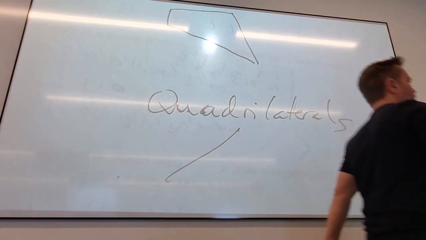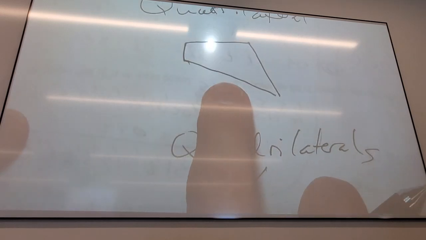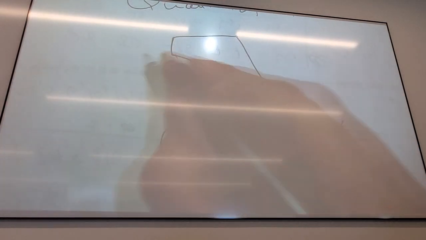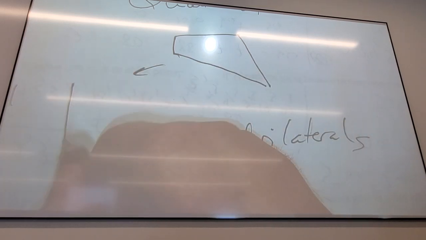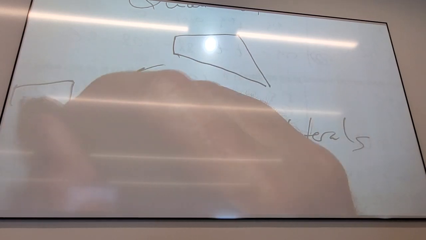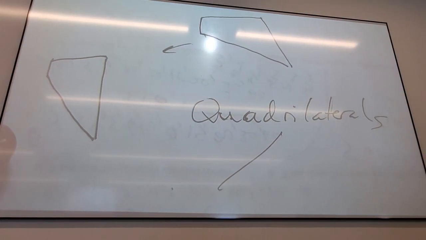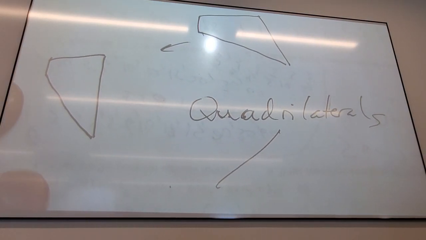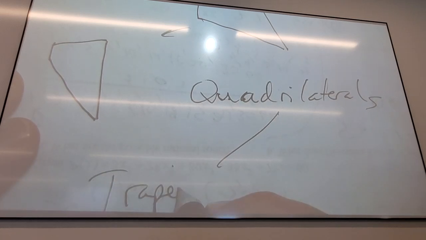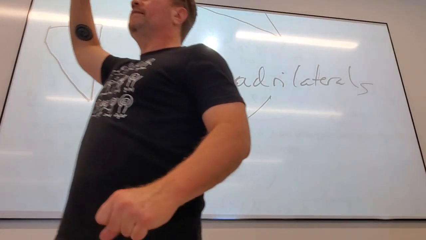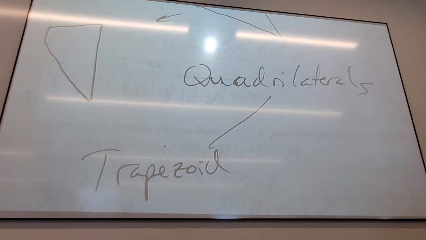Trapezoid. So if I take this and I just make this parallel and then connect these, that now is specifically a trapezoid. Yes? And a trapezoid is exactly 2 sides are parallel. So that means the other 2 sides cannot be.